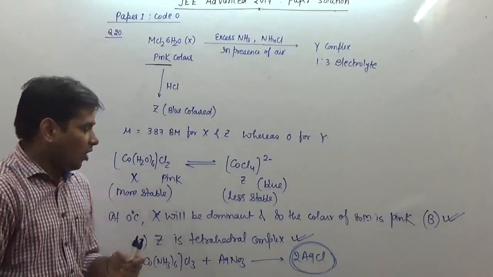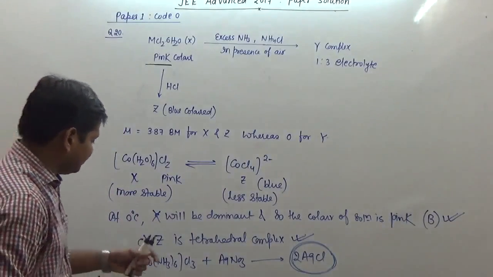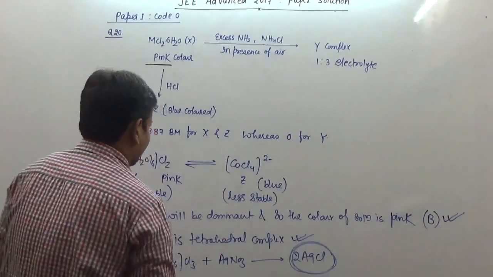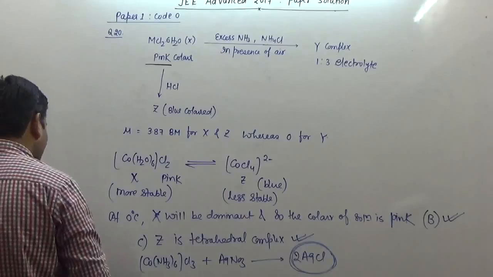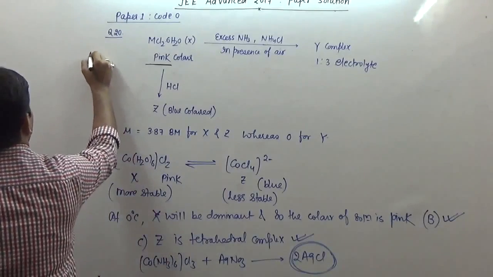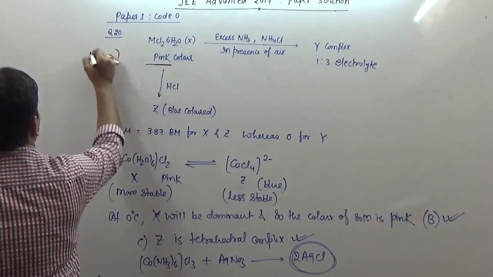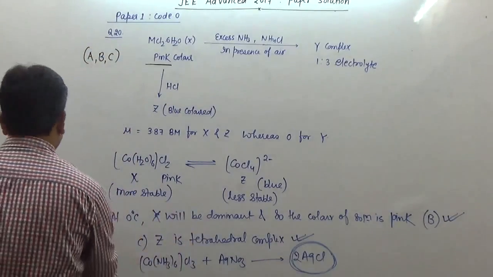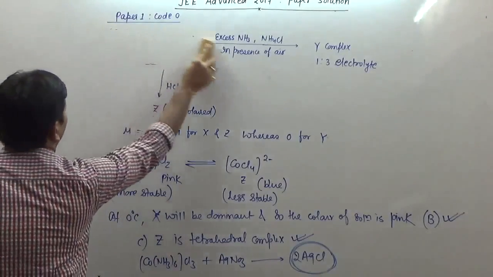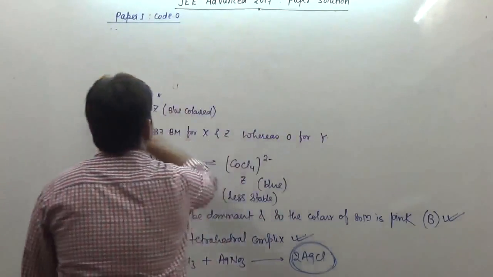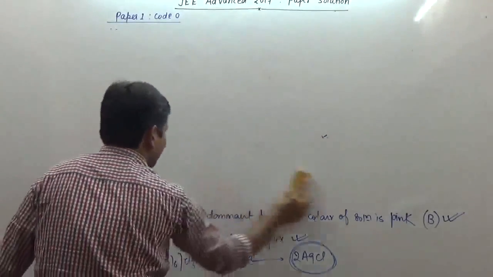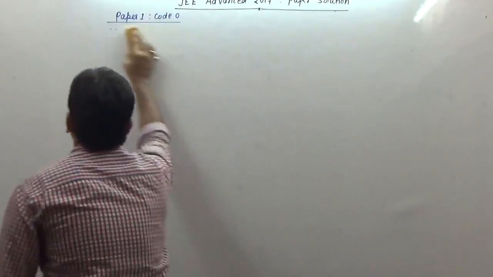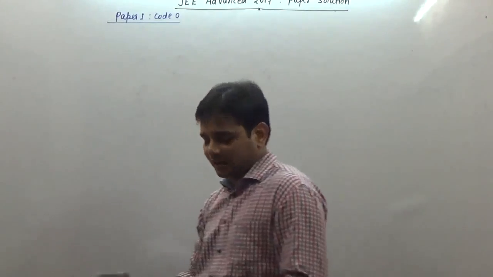3 equivalent of AgCl will form because you can easily see that there are 3 chloride ions outside the complex sphere, and so 3 equivalent of AgCl will form. So the correct answer for this one was A, B and C. 3 answers are correct here. You can justify these answers by the above explanation that we have done here. It is a difficult question of salt analysis and complex compound, a combined question of salt analysis and complex compound.